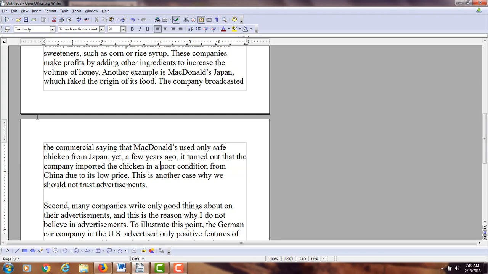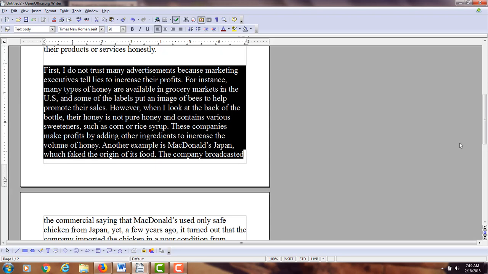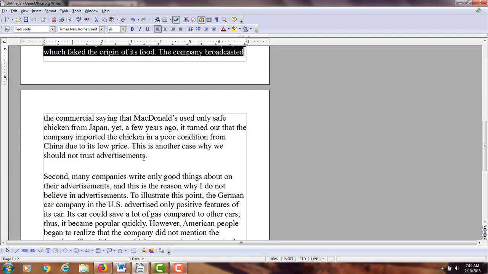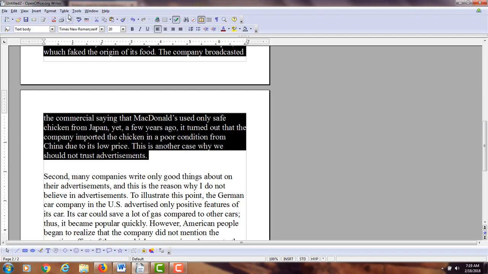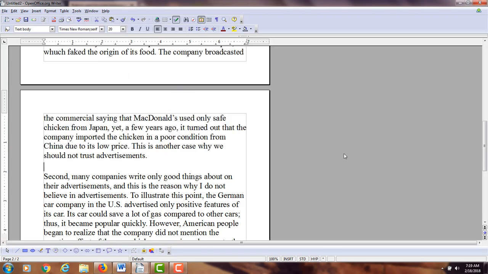And that is good. There's nothing really I need to do here. I do not need to add any details. You did a really good job on this one. How many words do we have here? 146. Nothing that we need to do.